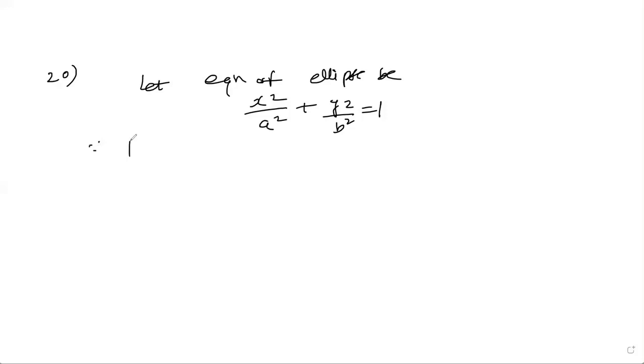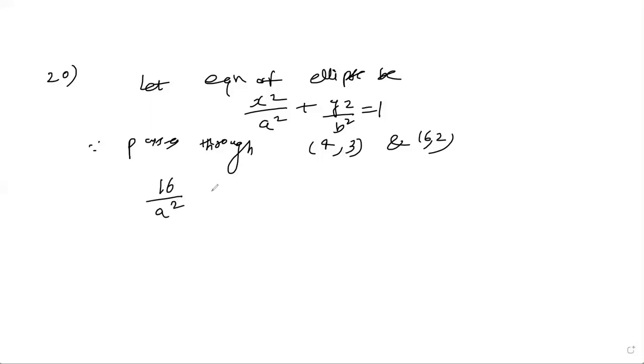Now they have mentioned that it passes through these 2 points. What are the points given? It's 4, 3 and 6, 2. And we know that if the ellipse is passing through these 2 points, that basically means that these 2 points are going to satisfy it, right? So let us first satisfy the first point here. So how much will we get? We'll get 16 by a square plus 9 by b square equal to 1, right? And for the second point, which is 6, 2, we'll get 36 by a square plus 4 by b square equal to 1. So you're basically getting 2 equations where we have 2 unknowns, a and b.